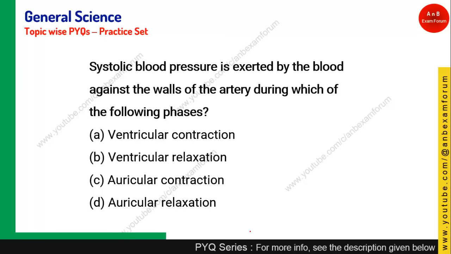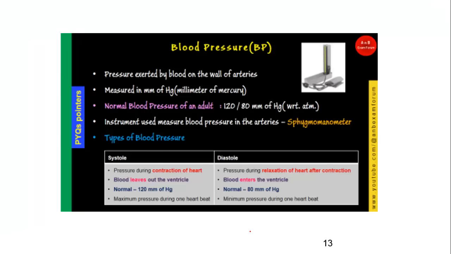Next question. Systolic blood pressure is exerted by blood against the wall of the arteries during which of the following phases? As you know, blood pressure contains two activities, basically systolic and diastolic. Basically the blood which is passing through the arteries and veins carries some pressure. So there are two types of pressure. I will first show you the difference. There are two types of blood pressure, systolic and diastolic.